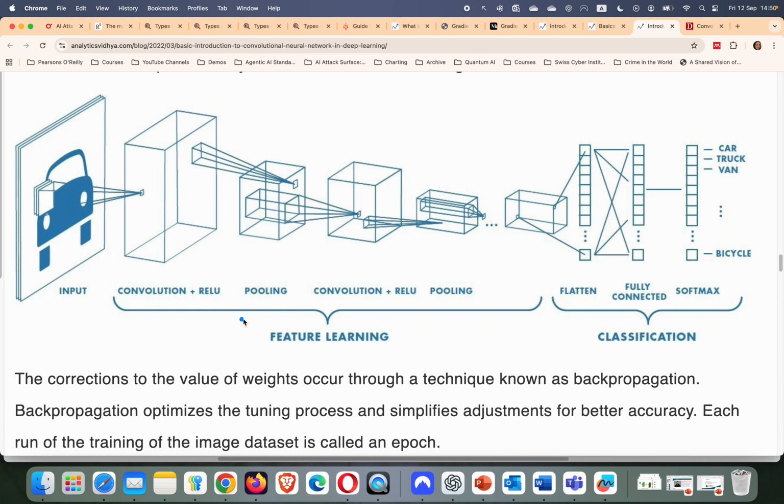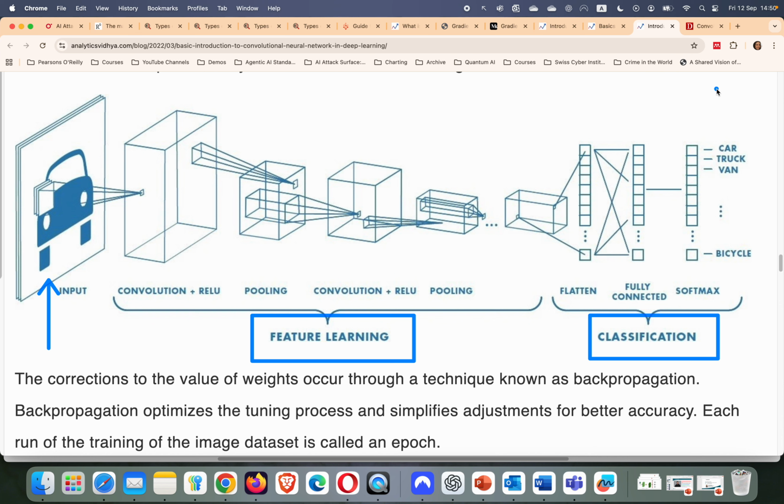So we still have feature learning and classification, where the output section here is taken out, because those could possibly be the two most important sections. So you have the input, then you have pooling where you use a feature, and then you have the classification when you decide if it's a car, a truck, a van, or a bicycle.